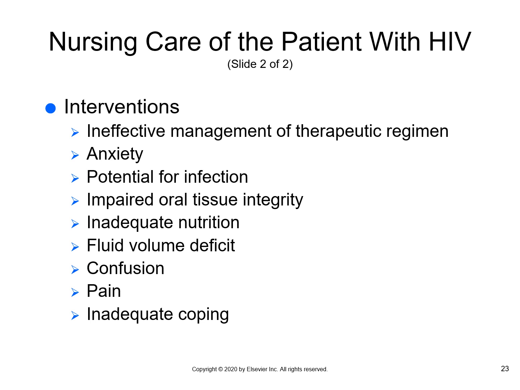Potential for infection is a big thing for HIV. Like I said, it's because the immune system is down, so there's a high risk for infection. Impaired oral tissue integrity because of the ulceration in the mouth, inadequate nutrition, fluid volume deficit, confusion if it's the brain cells that are now being affected, pain because of all those complications that we did talk about, like the herpes and the Kaposi sarcoma. Those will be painful. Make sure we're doing pain control.